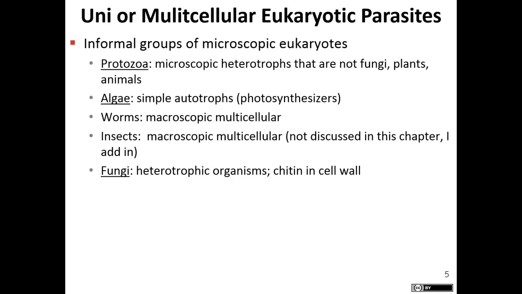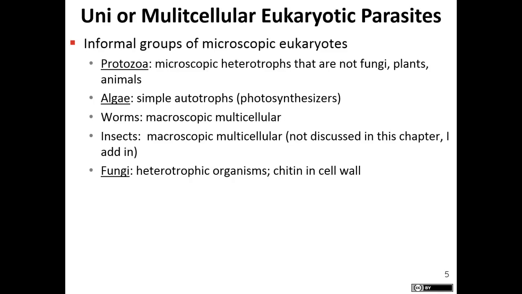We talk about helminths, worms. These are macroscopic and multicellular, but we study them because their eggs and a lot of the larval forms are unicellular and very small or microscopic. I add in insects because when you talk about worms, insects are one of the most common vectors of our worms. And a vector is an organism that transmits disease.